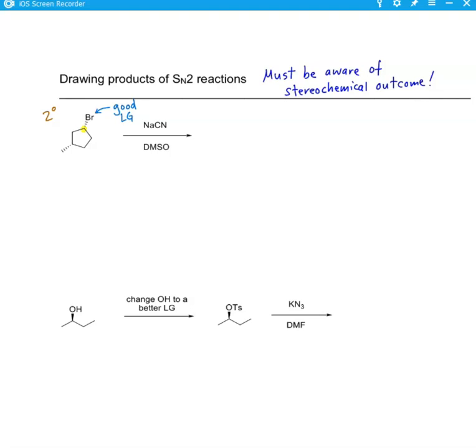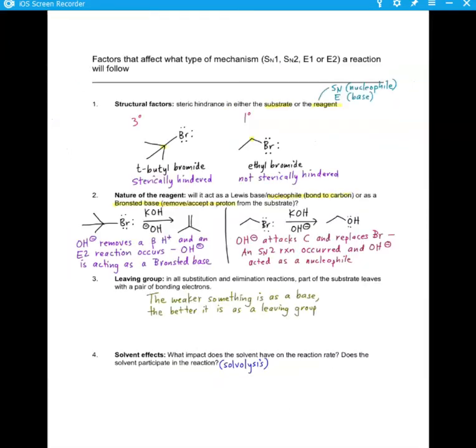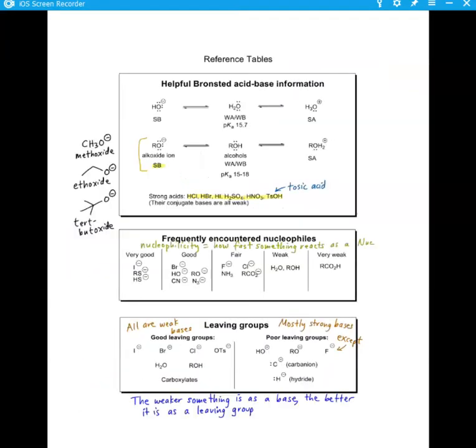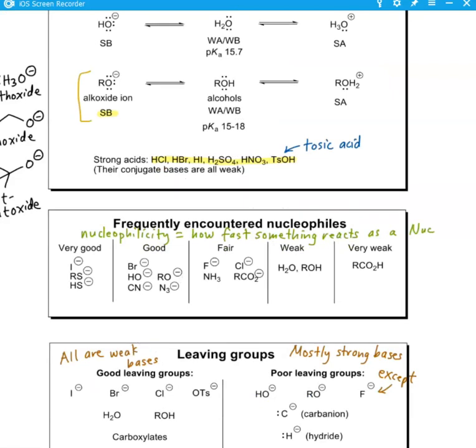Now we have sodium cyanide. Again, you can disregard the counter ion. So we're just looking at CN minus. So what kind of a nucleophile is CN minus? To answer that question, let's go back to the reference tables on the second page, and let's find the cyanide ion on this table of frequently encountered nucleophiles. And what we see is that it's in the good category. So we have a good nucleophile.